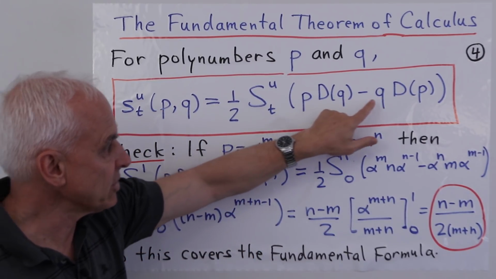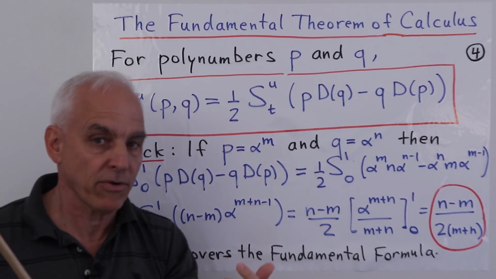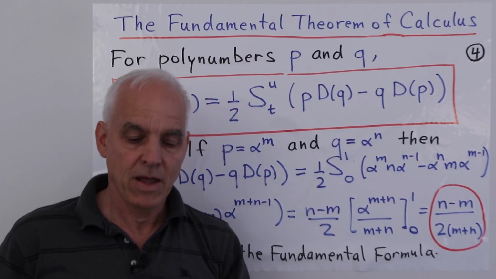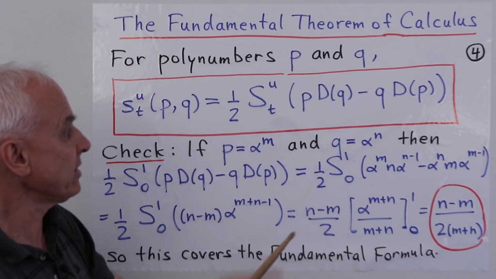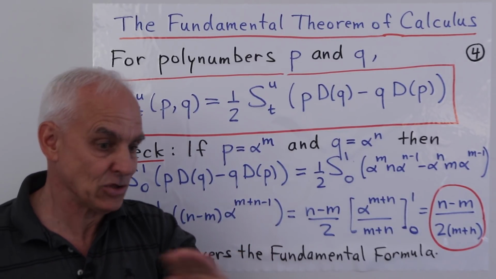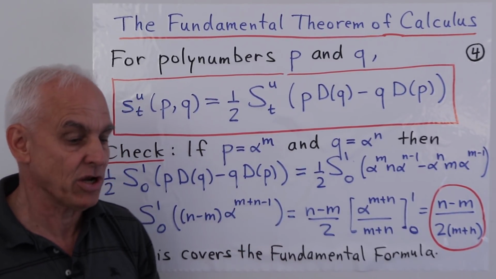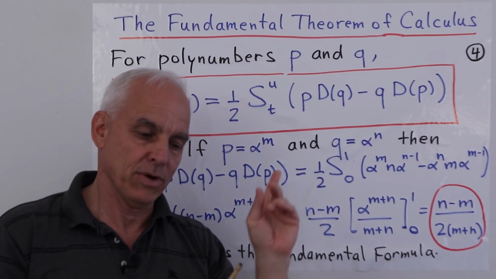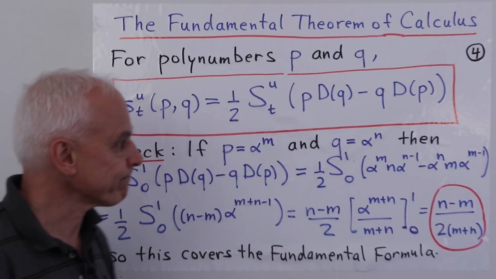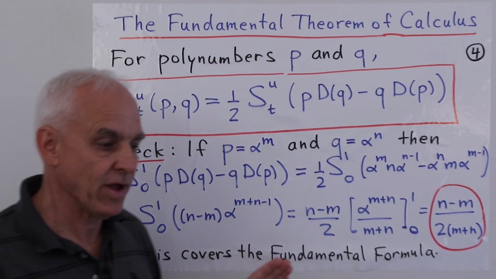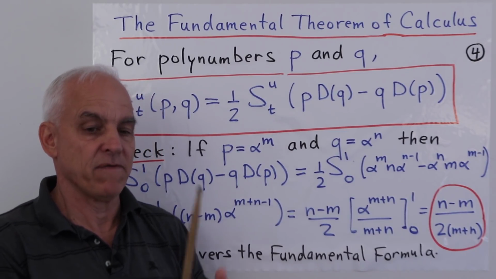p dq minus q dp. So p and q are polynumbers. This is another polynumber. We take that polynumber and we integrate it in the sense of Faulhaber, a purely algebraic integral, the S operation, from t to u. And then we divide by 2. So let's check that this actually agrees, at least, with the fundamental formula.